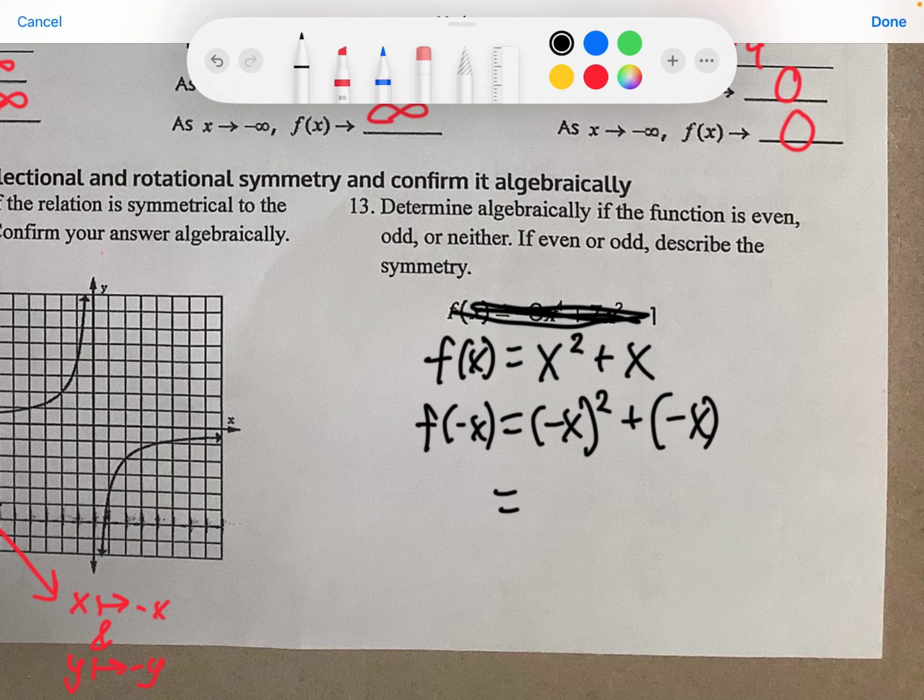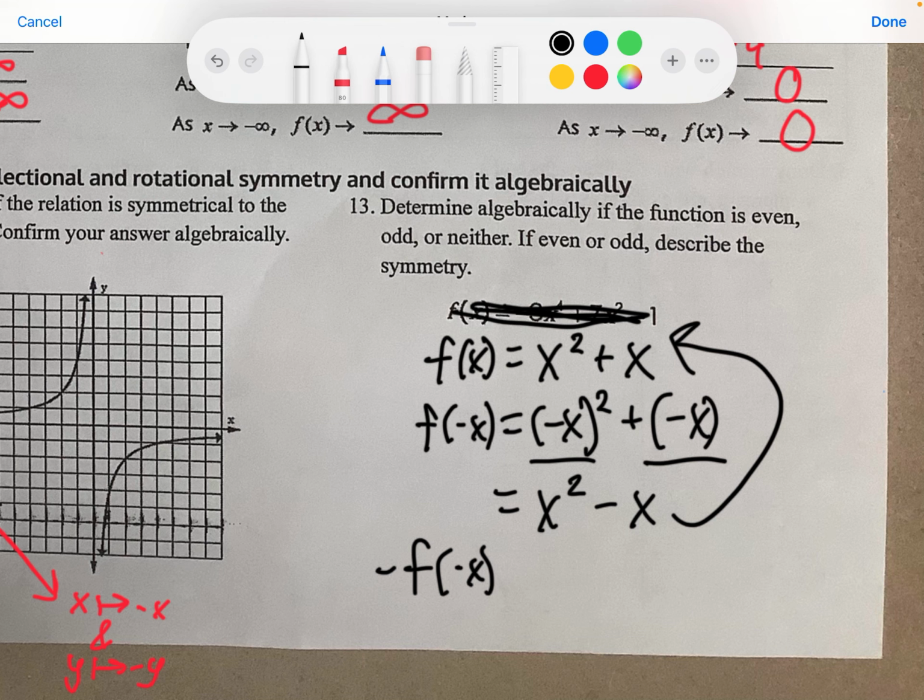And then we get, this is even, but this is an odd power because it's a power of 1. So we end up with it canceling out here, but not here. So this is positive x squared minus x. Not the same. Nor is it the exact opposite, because if we take the negative of that, then we would get negative x squared plus x, which is not the same as this either. So it doesn't pass the even test, it doesn't pass the odd test.